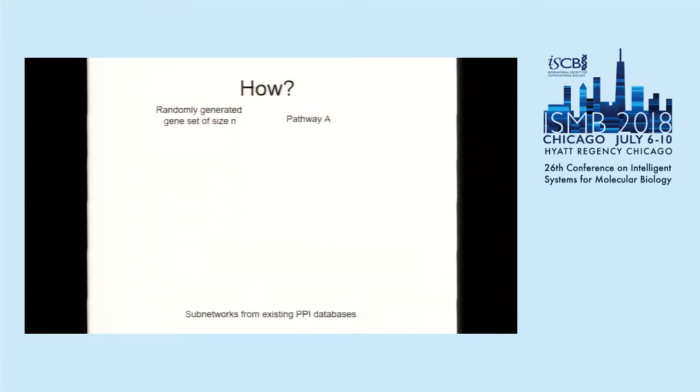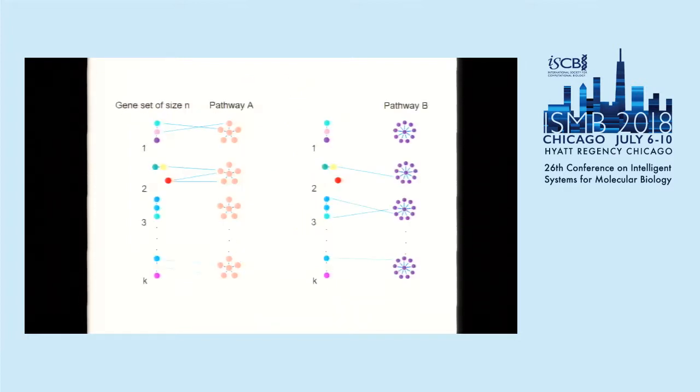So how do we do this? First, we take a randomly generated gene set of size n. So for example, in this case, we'll take a look at a set of 3 genes. They form their own subnetwork according to these existing PPI databases. A given pathway will also form its own subnetwork. And we simply count the number of edges between our randomly generated gene set and the pathway. And we do this quite a few times. We'll just generate random gene sets over and over and over again. Right now what we have is up to 100,000 times for gene sets of sizes 1 to 200 genes. And we'll do this for each pathway.